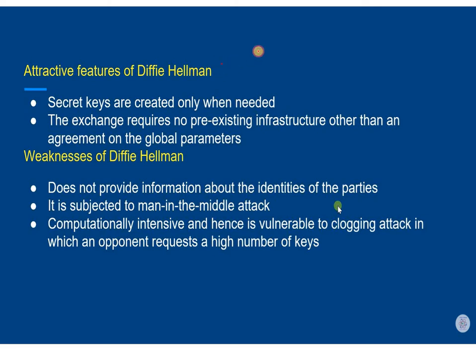What is the attractive feature of the Diffie-Hellman algorithm here? Secret keys are created only when needed. So only when key exchange is needed, then only secret keys are created. The exchange requires no pre-existing infrastructure other than the agreement on global parameters. So you should not have any pre-existing infrastructure for the exchange purpose.